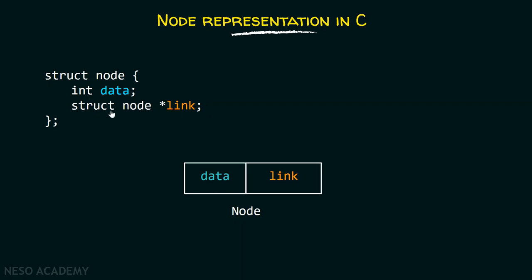Now the second one is struct node star link. Now why this is struct node star link? Because this link is the pointer to some other node. And as I said, a node is nothing but a structure only. So this must be a pointer to a struct node. So link represents the pointer to struct node. That is why this must be struct node star link. Isn't this a self-referential structure? Right. So a node is nothing but a self-referential structure in C programming.